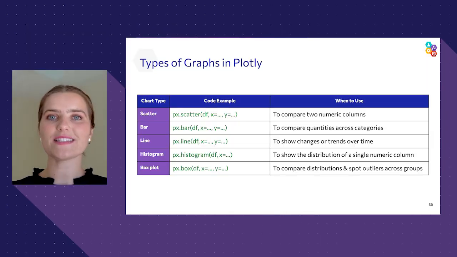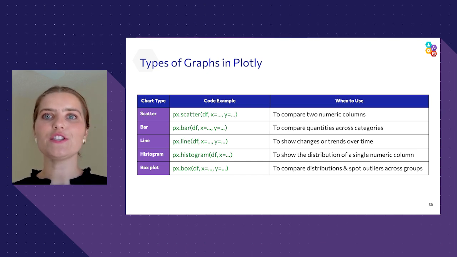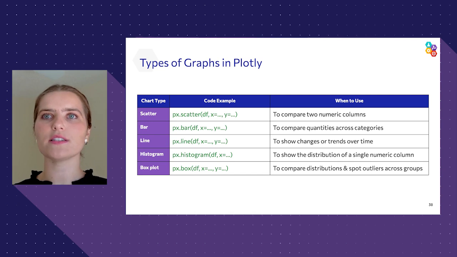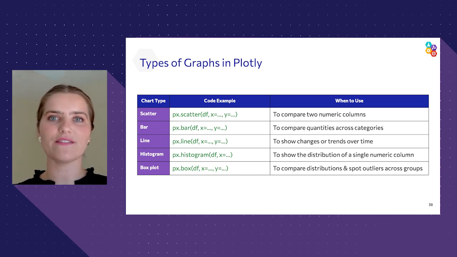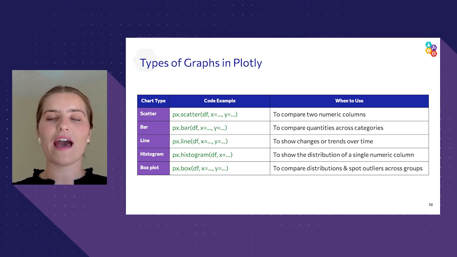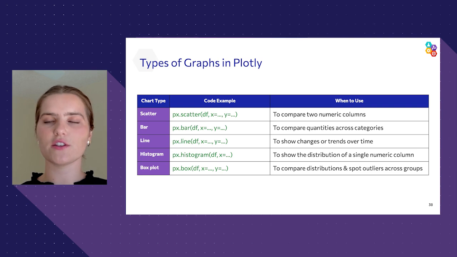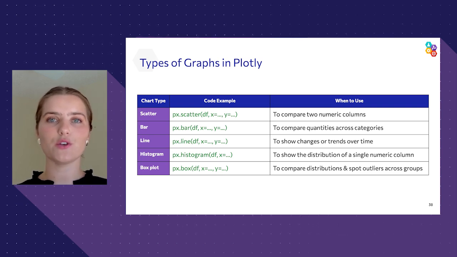We can also easily make different types of graphs in Plotly, so we're not confined to just the scatter plot that we made. Even with our scatter plot, do you think a scatter plot was the best way to visualize how the delivery person ratings correlate to the level of traffic? When we look at this chart on the screen, we can see that a scatter plot is best for comparing two numeric columns.